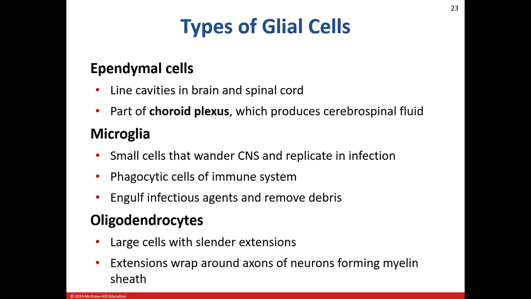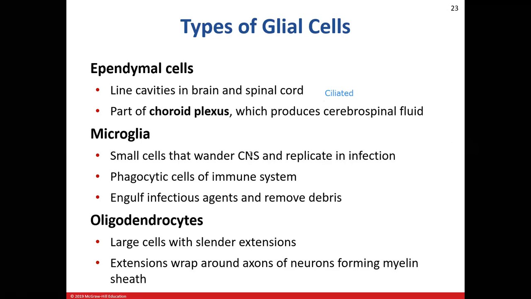Our second type of glial cell is an ependymal cell. Now, ependymal cells line the cavities in the brain and the spinal cord, and they help to form part of the choroid plexus, which helps to produce the cerebrospinal fluid, or CSF. We're also going to notice that ependymal cells are oftentimes ciliated. And so these are going to have cilia that help to move CSF within the cavities as well.